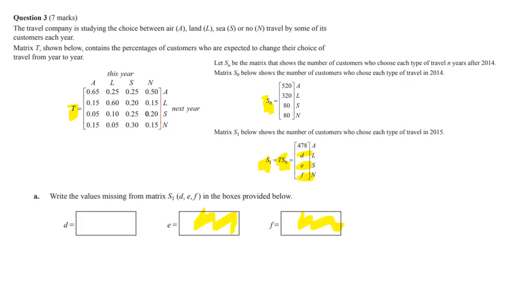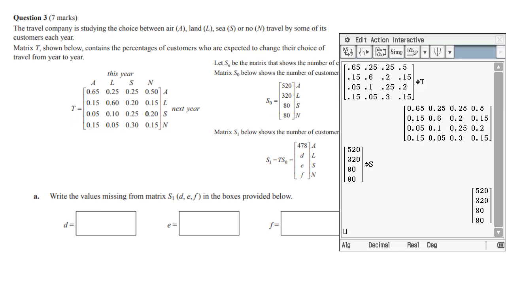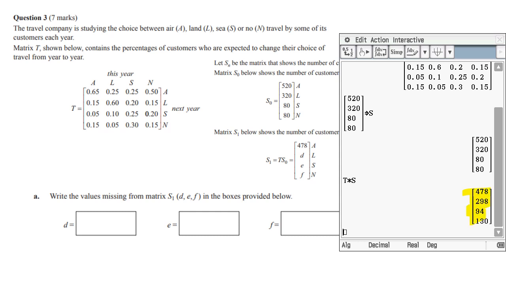That's fairly straightforward. It's time to hit the calculator. So all you do is you put in your T, and then you put in your S, and then you multiply them. And there we have our answer. And you know you're getting it right because I got a 478 there and I got a 478 there. And so we just take those values and stick them in there. 298, 94, and 130. And that's a fairly straightforward answer.